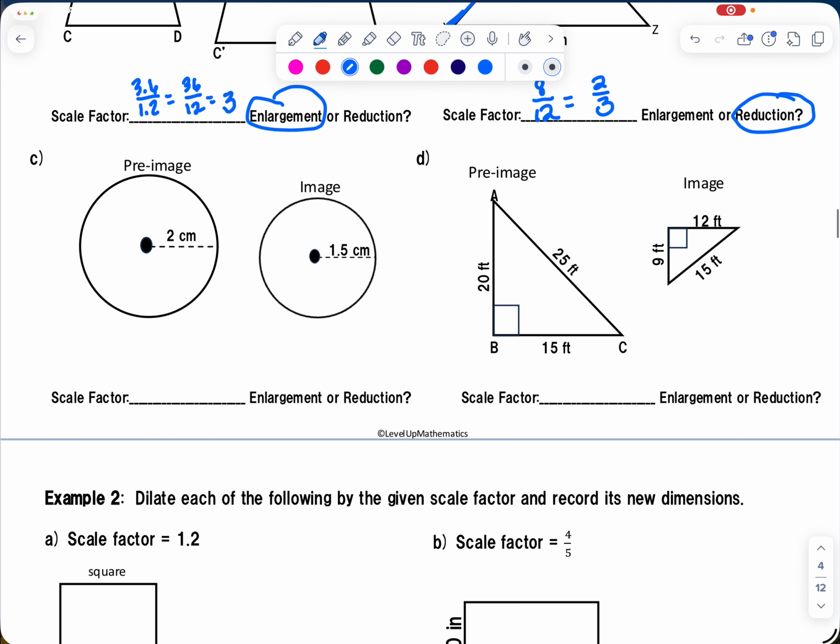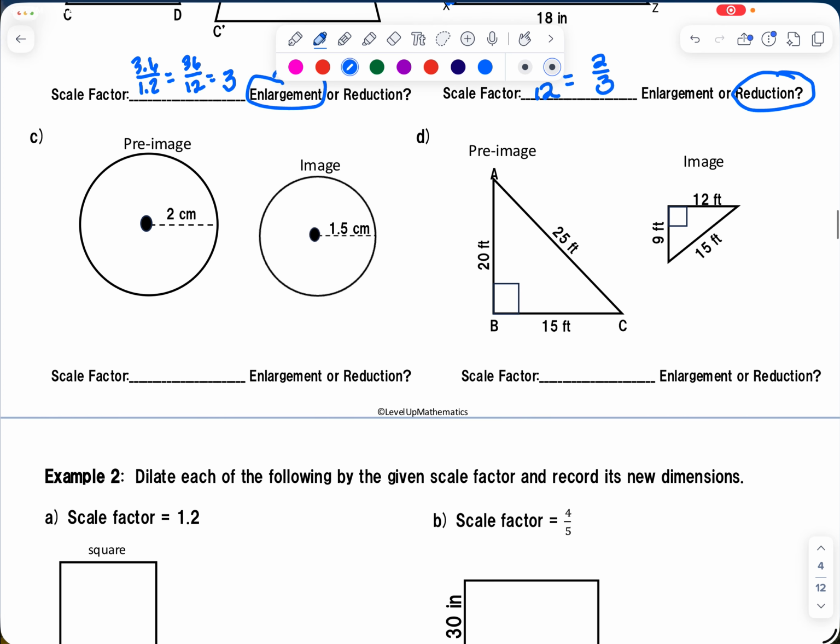All right. Here we have a circle with a radius of 2. And then we get a new circle with a radius of 1.5. So I want to compare my new to my original. Now, when I'm taking 1.5 and dividing it by 2, I'm taking a half of 1.5.